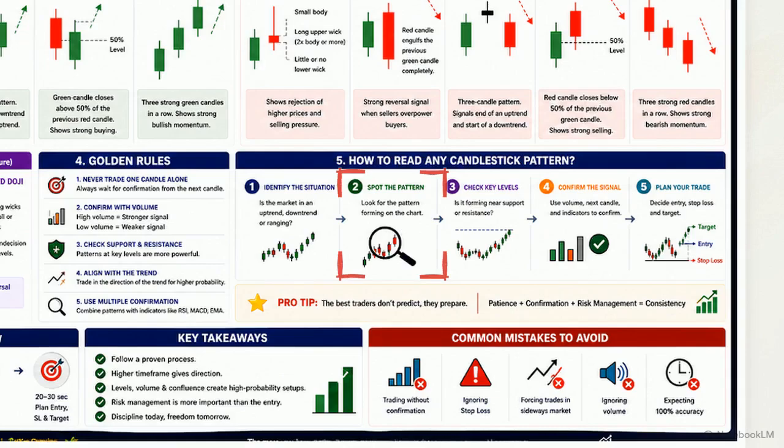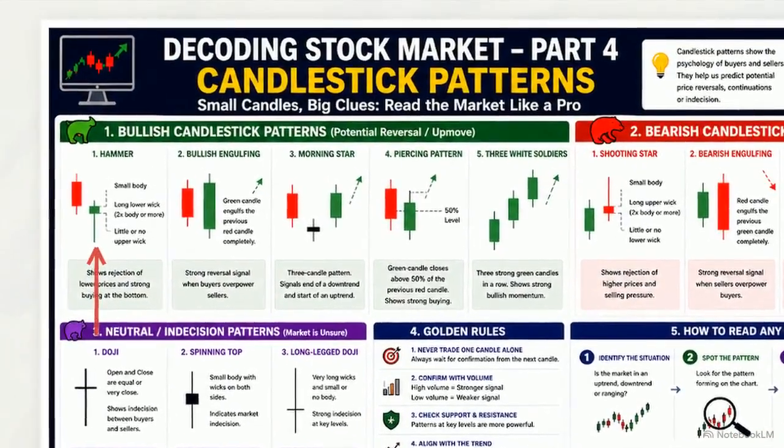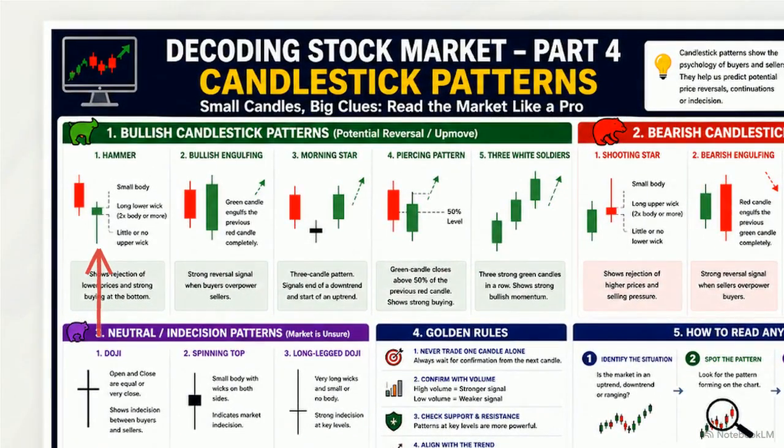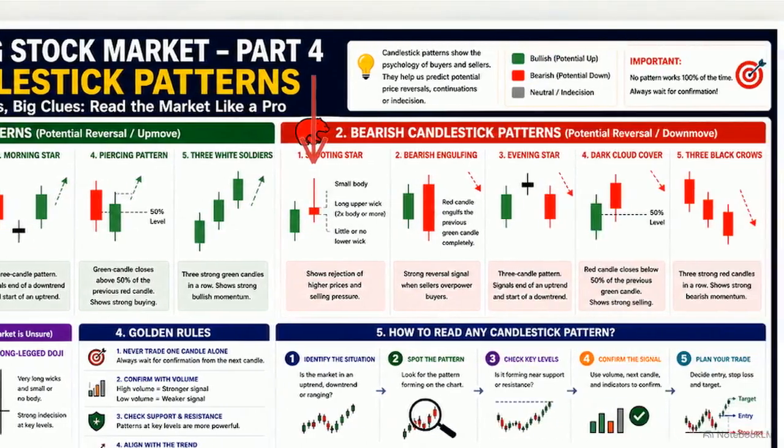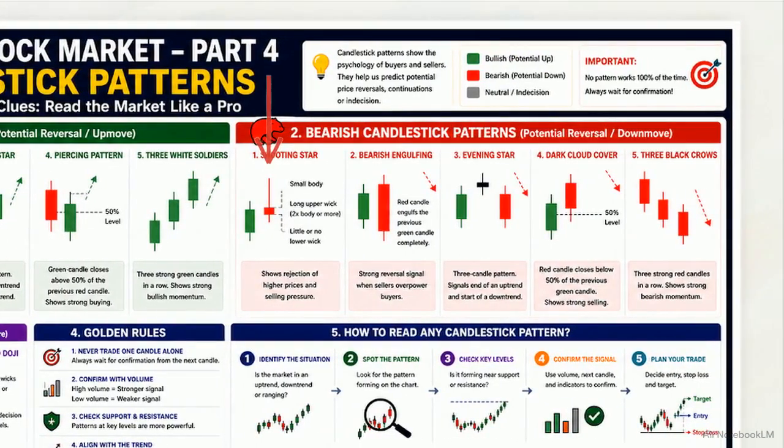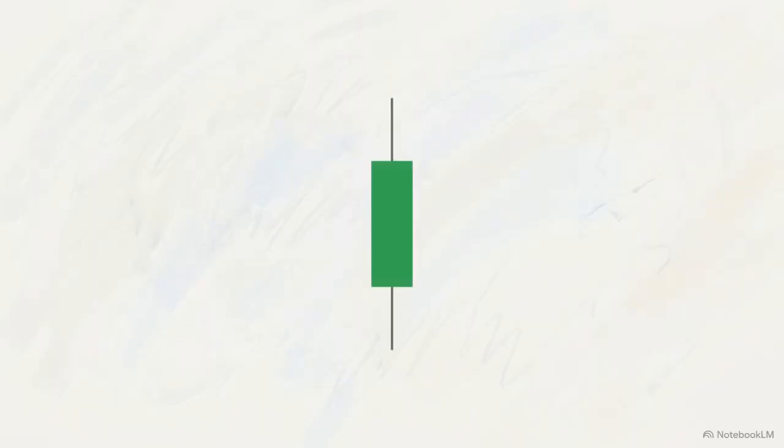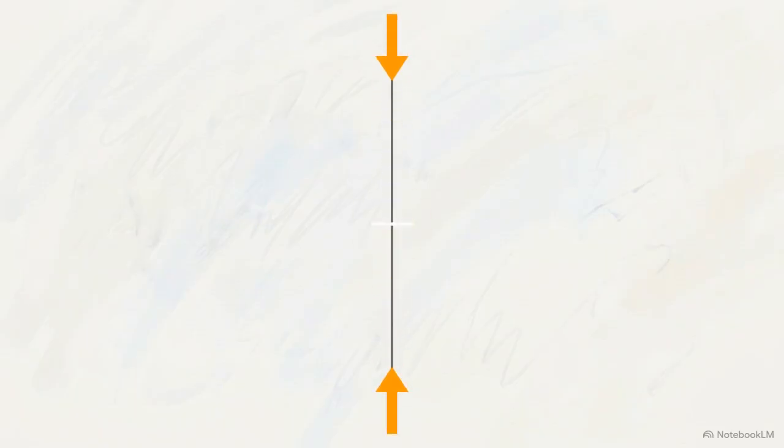Step 2. Spot the pattern. Scanning near our boundaries, we watch for specific formations. At support, a bullish hammer's long lower wick shows buyers rejecting lower prices. At resistance, a bearish shooting star's long upper wick demonstrates sellers overpowering buyers at the ceiling. Sometimes you'll see a doji form at these levels. This specific shape indicates total indecision, a moment where neither the buyers nor the sellers are in control.